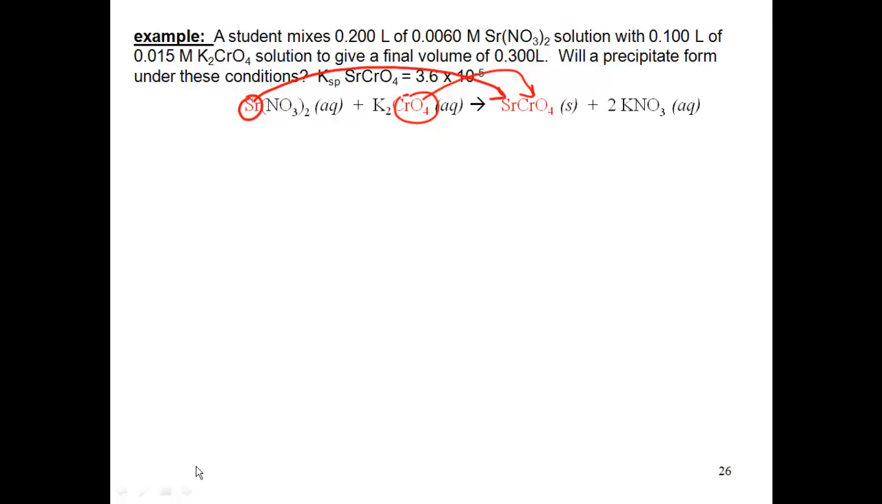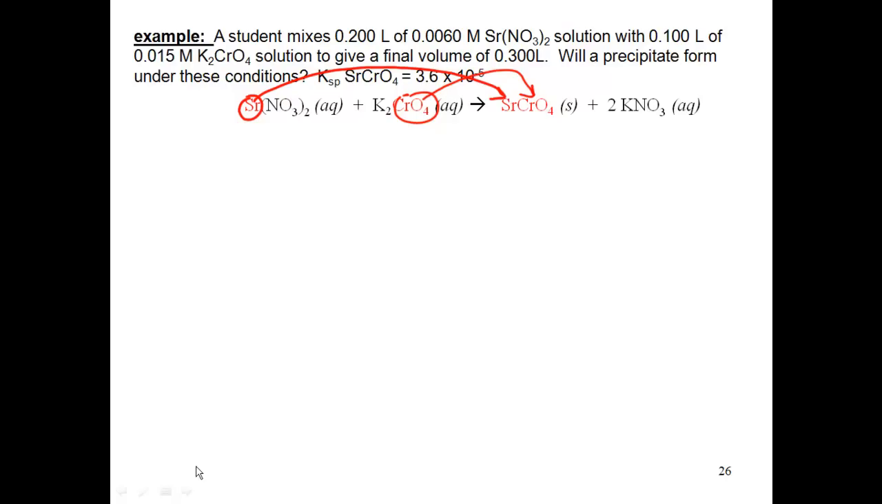Now, a clue that tells you which species is going to be an insoluble salt is that they give you the KSP of something. So you need to be able to write a balanced equation and know what the precipitate is based on solubility, but you're also given a hint here by the KSP given to you for that substance.